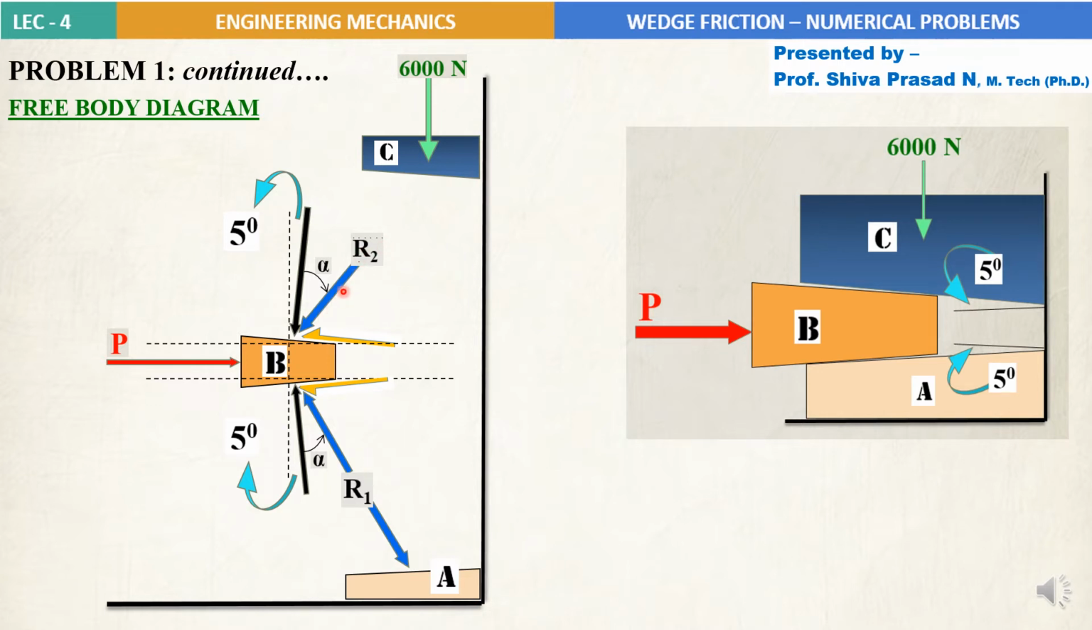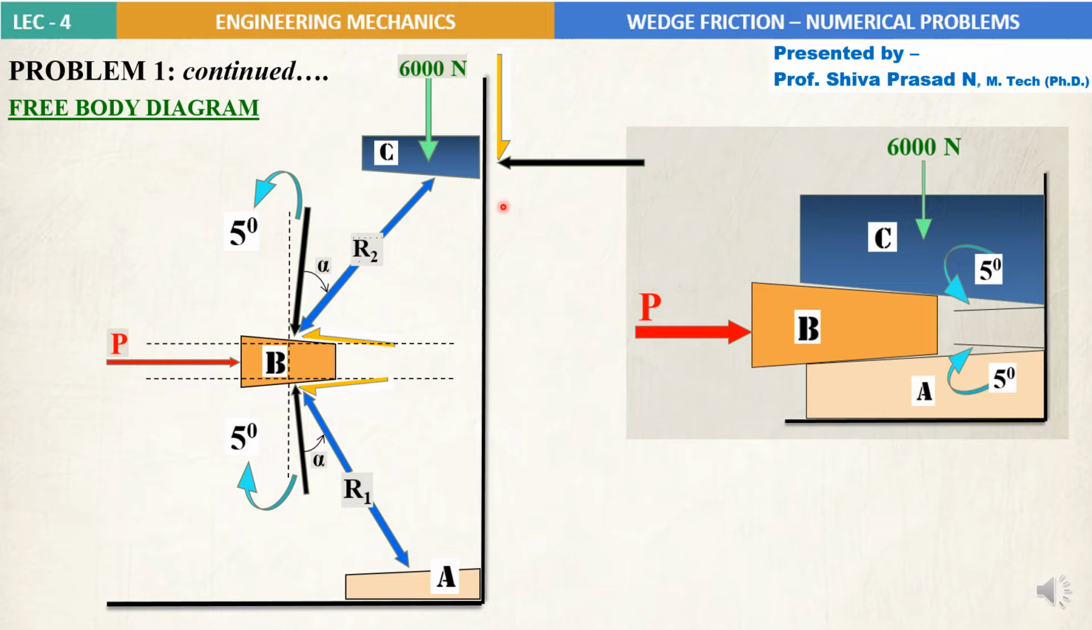Please observe here, the same R2 is acting towards the block C also, the same way as we did here. And now let's look at the contact surface of C with the vertical wall, and we have this normal reaction. Again I am using black color here, and frictional force.